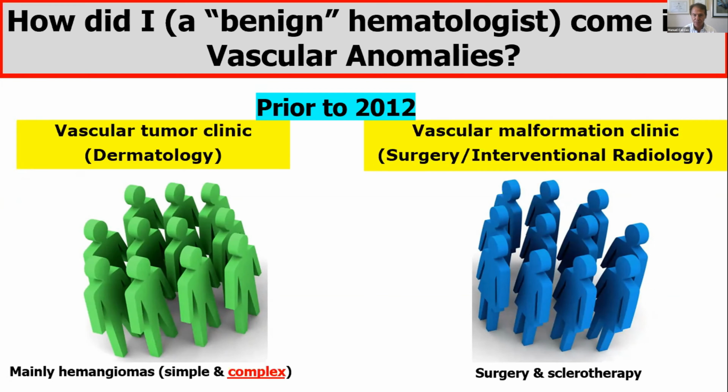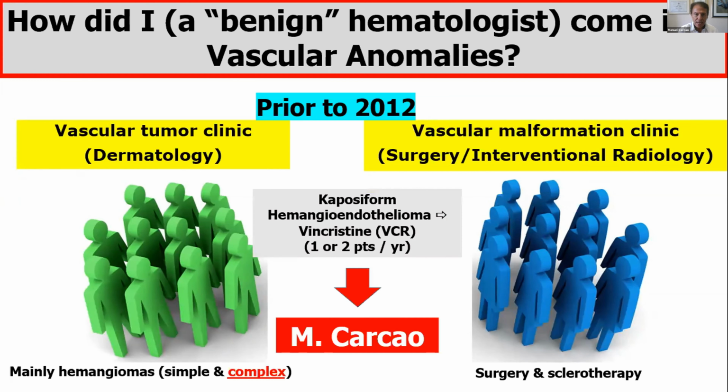And we had a vascular malformation clinic, which was a surgery and interventional radiology clinic that would do surgery or interventional radiology like sclerotherapy. But we had nothing else other than this. And I was involved a little bit because some patients with complex hemangiomas, mainly Kaposiform hemangioendothelioma, needed Vincristine. And Vincristine is a chemotherapy drug. And so I would see these patients and I would administer chemotherapy, Vincristine, to them. And I would have about 1 or 2 patients every year.